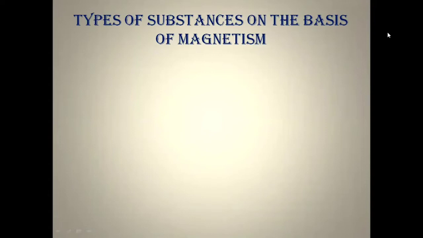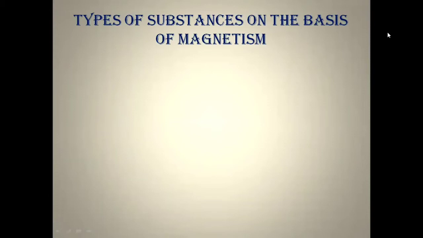And students, today we are doing chapter number 1, the solid state of class 12. And in today's video, I will cover the topic types of substances on the basis of magnetism. So let's start our topic. On the basis of magnetism, the substances are of 5 types: paramagnetic substances, diamagnetic substances, ferromagnetic substances, ferrimagnetic substances, and antiferromagnetic substances. So let's discuss all these 5 types one by one.